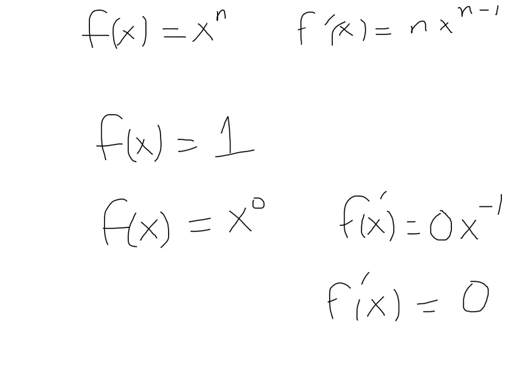And actually, if you stopped and thought about it, you would know this already. Remember that f prime of x is the slope of f of x, and when f of x equals 1, this is a graph of f of x, and this is x. f of x equals 1 is a horizontal line. The slope of any horizontal line is 0, so the power rule actually tells you the truth.